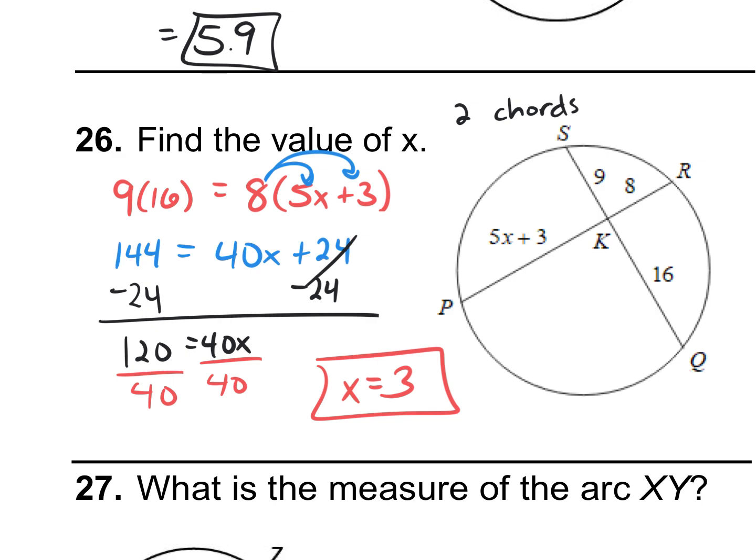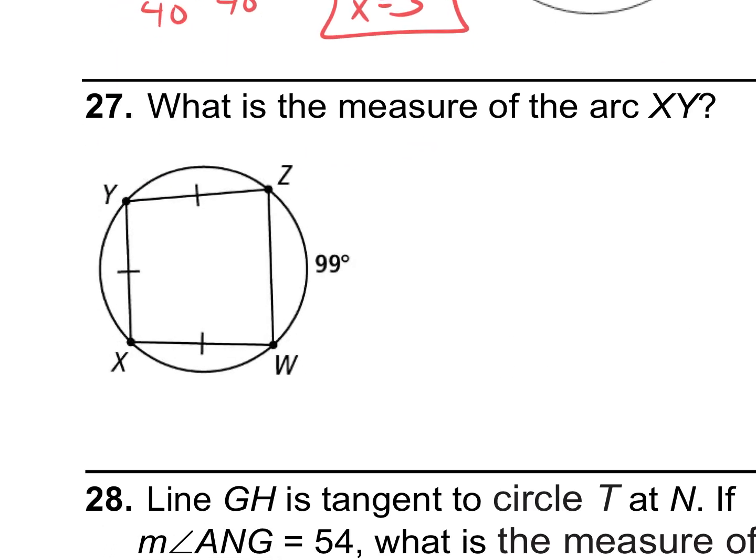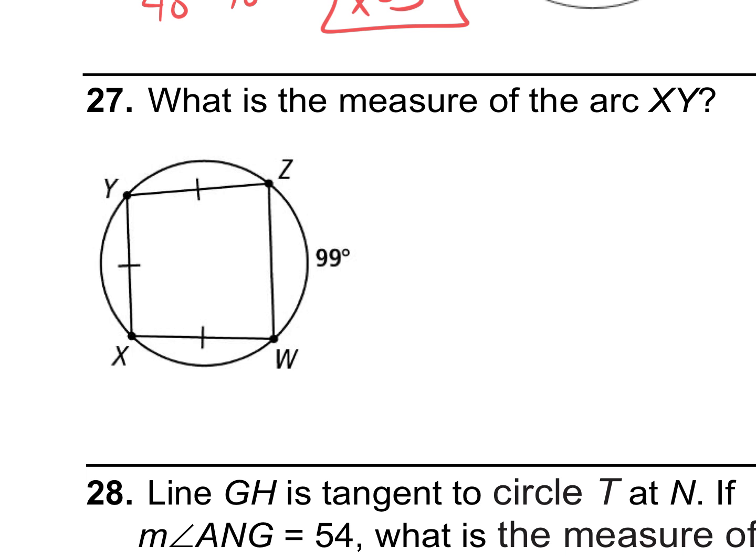Okay. Number 27. It wants to know what is the measure of arc XY. So here's arc XY. Can I say that it's 99? No. Why not? Right. If I had this, can I say 99? Yes. But we don't. So what can I do? Take 360 minus 99.